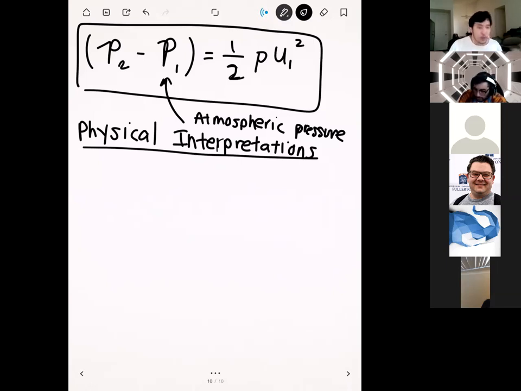But I think this one makes a little bit more sense to me. Another way that you can interpret Bernoulli is from a conservation of energy perspective. To remind you of this, let's recall the work energy principle from physics, right? The work energy principle states that the work done on a particle by forces acting on it is equal to the change in kinetic energy.